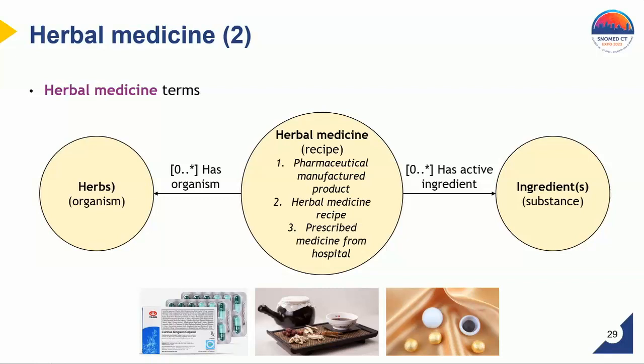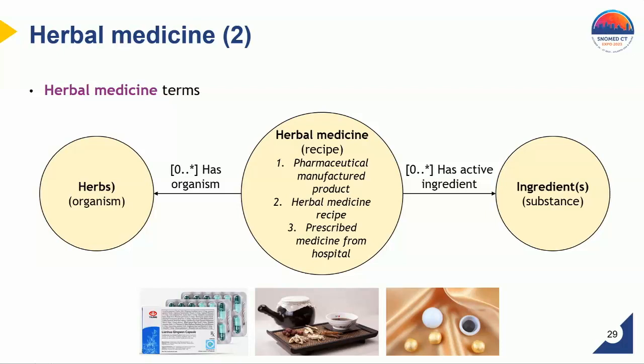In addition to what I mentioned before, we would like to suggest a different approach of covering concepts for herbal medicine. Traditional Korean medicine provides 3 different types of herbal medicine, which are 1, pharmaceutically manufactured product, the picture in the left, 2, herbal medicine recipe, the picture in the middle, and 3, prescribed medicine from traditional medicine hospitals, the picture in the right.